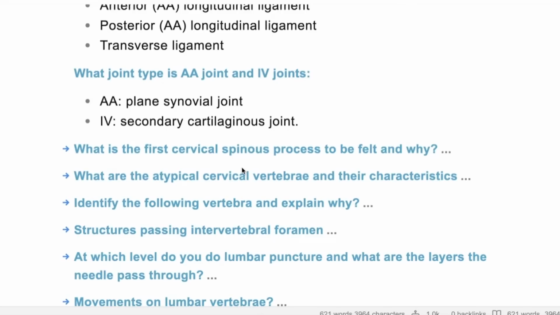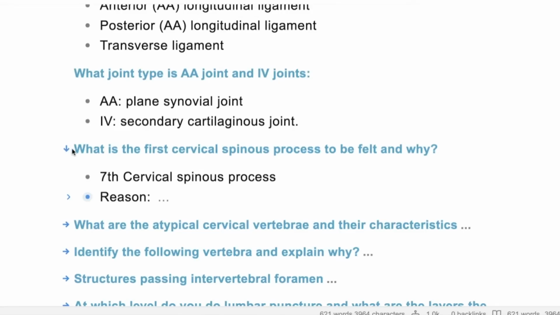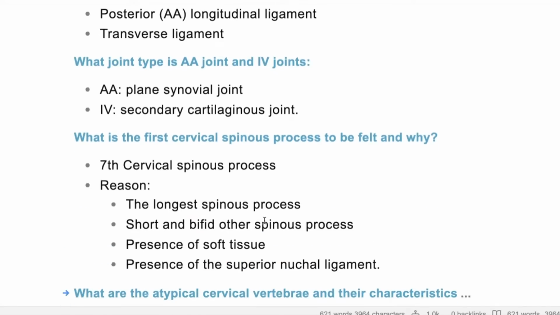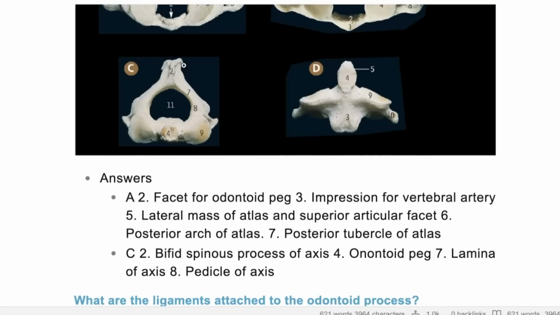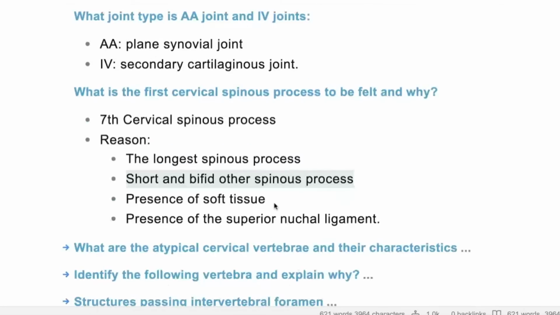So what is the first cervical spinous process to be felt? That's C7 vertebral spinous process because that's the largest one. Okay. And why the others are not felt? Because of the presence of nuchal line and the ligaments. Okay, sounds good. So it's the nuchal ligament, not the line. The largest process is the seventh process. That's why you feel it. Other processes are short and bifid. Remember when we saw number 2? It's very short and bifid at the end, so you can't really feel it. And also, there is presence of lots of soft tissue in this area, the muscles, and the superior nuchal ligament is what's more relevant as well.